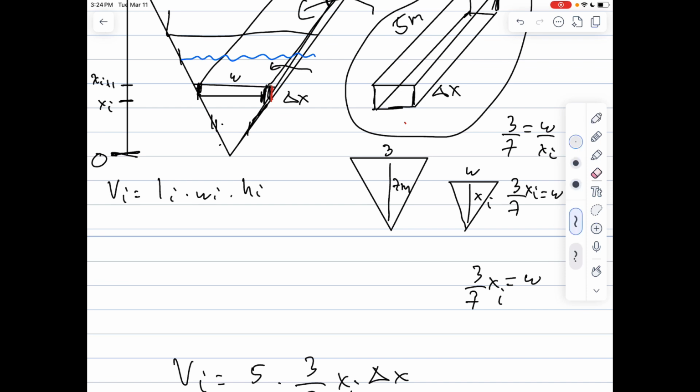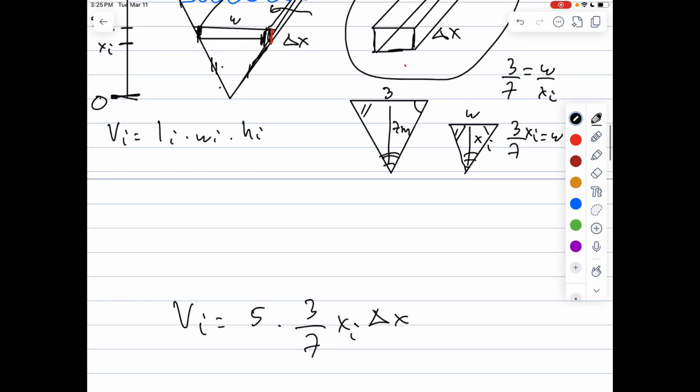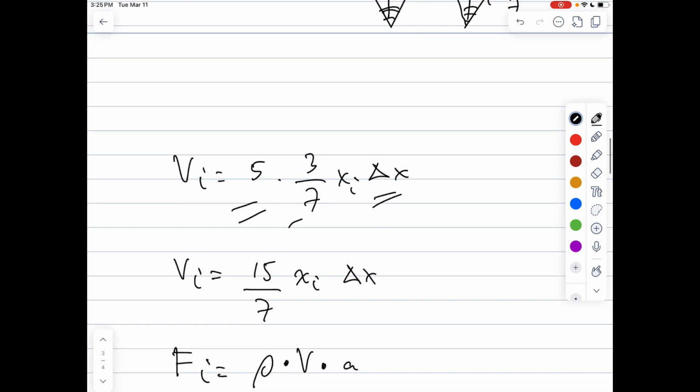Yes, so similar triangles have this property that if you take the length of one side to another, you would have that same corresponding ratio on the other triangle, okay? And yeah, these triangles are similar because all the angles are pretty much the same. So just think about that for a second. And yeah, often you will use geometry to set this up. So my volume equation for that piece would equal 5 times 3/7 x sub i times change of x. All of that would equal my volume, okay? Simplifying that, it becomes 15/7 x sub i change of x.